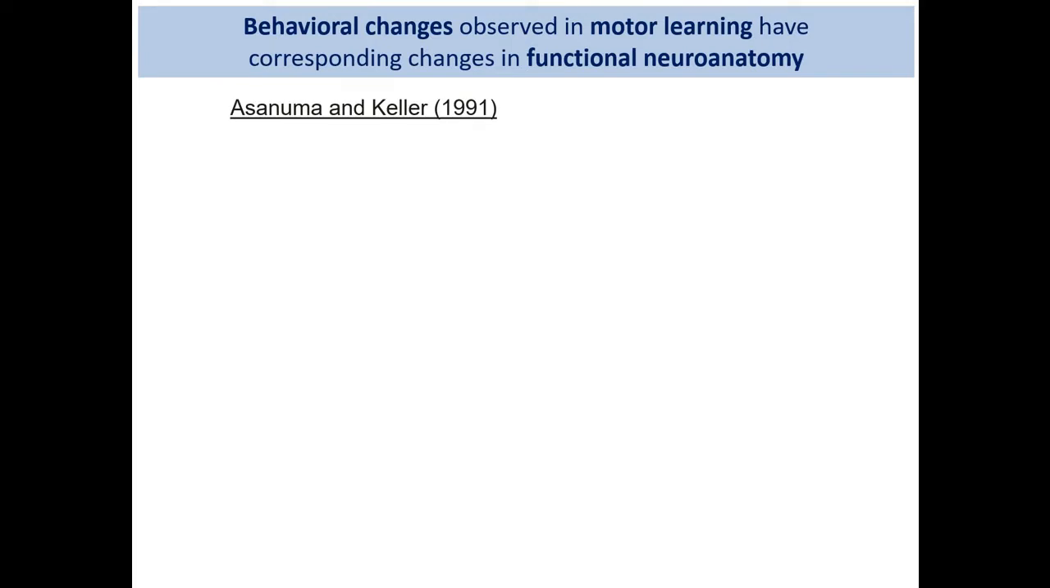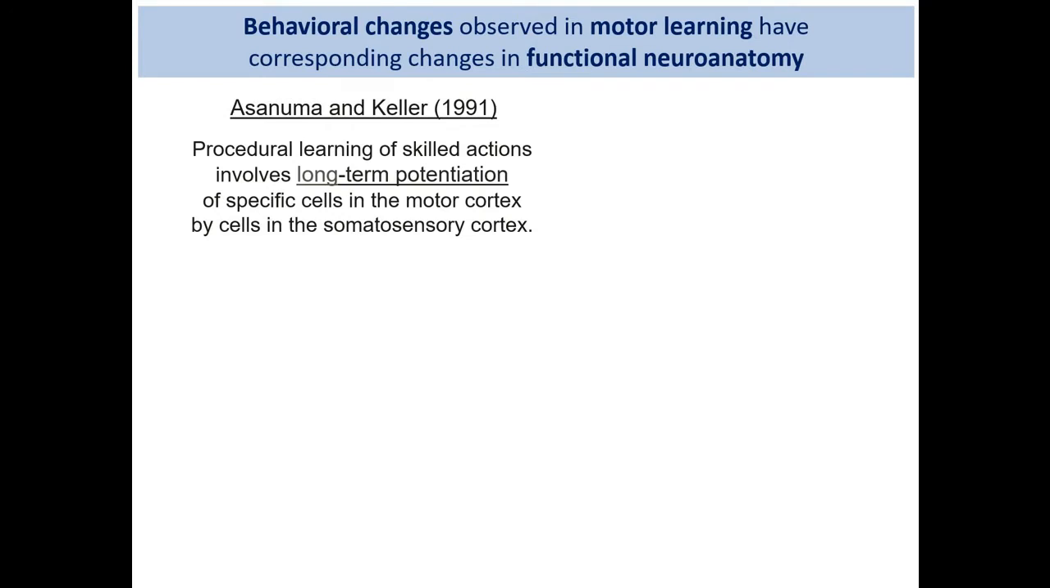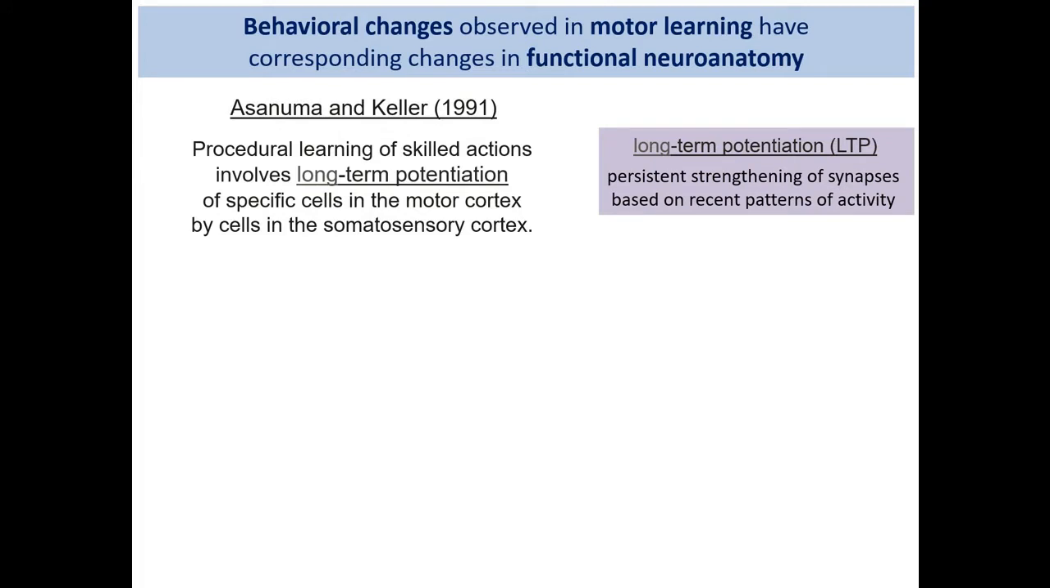Let's start by looking at a study by Asanuma and Keller. The hypothesis in this research is that learning a skilled action involves the long-term potentiation of specific cells in the motor cortex by cells in the somatosensory cortex. In other words, we're saying that learning is associated with changes to sensory-motor cortical pathways. Long-term potentiation refers to the persistent strengthening of synapses based upon recent patterns of activity.